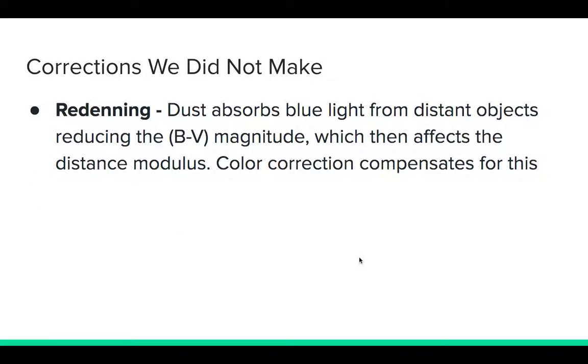So one correction we didn't take into account is reddening. This is when dust absorbs some of the blue light of distant objects, and that can reduce the BV magnitude, and therefore it'll affect the distance that we can calculate. We can compensate for reddening by doing some color correction. So that's the next step that we would want to do with this project.